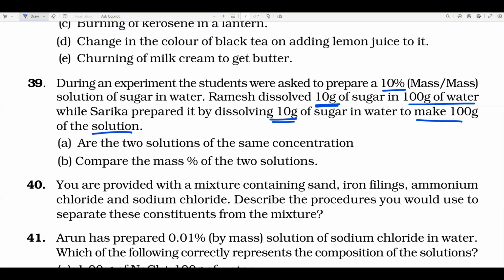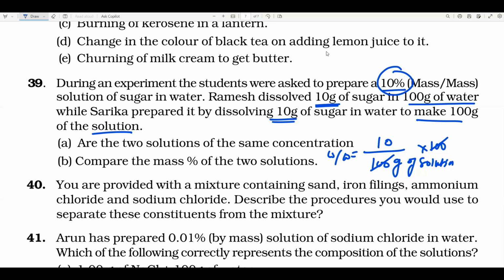Which one is correct? Read the question, give time to what is being asked, and then tell me the answer. To make 10%, the 10 grams of solute should be dissolved in 100 grams of solution, so that the 100 and 100 cancel out each other, and we get 10% W by W as a percentage.